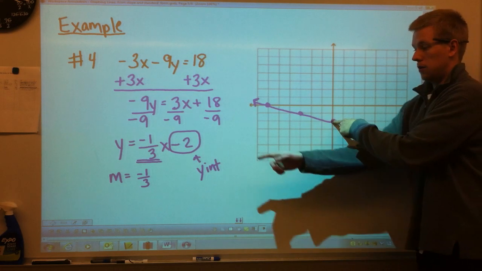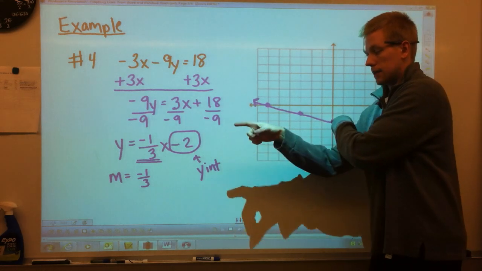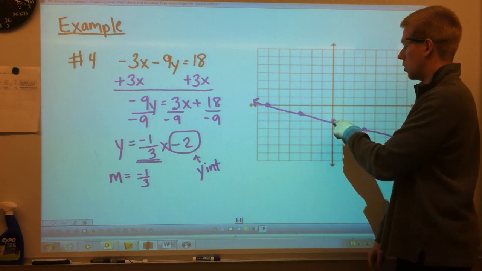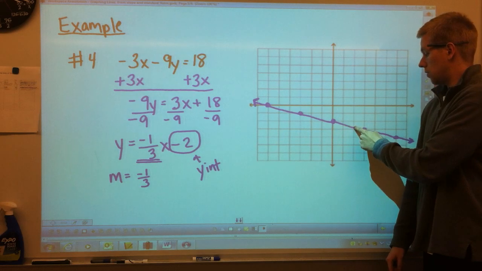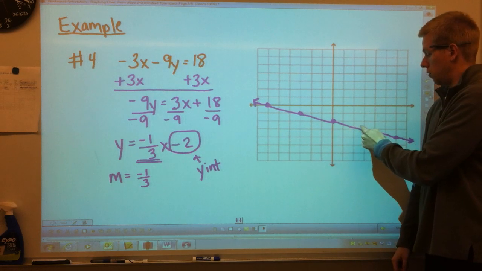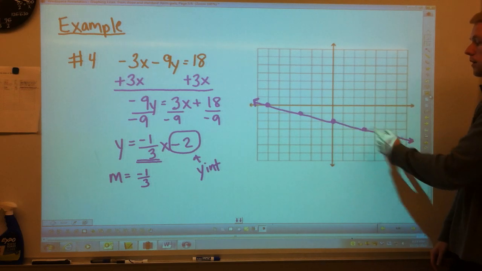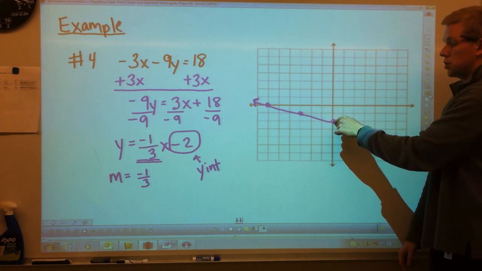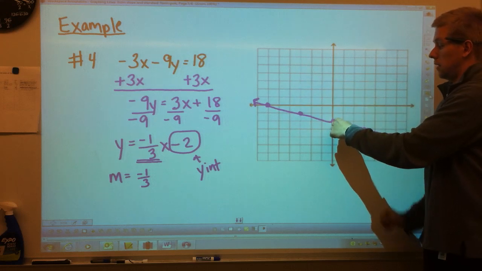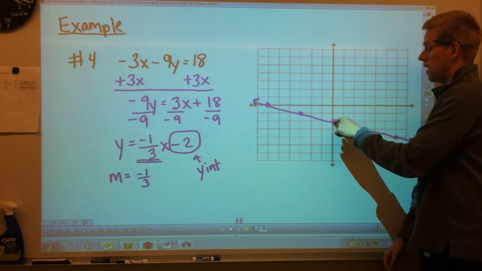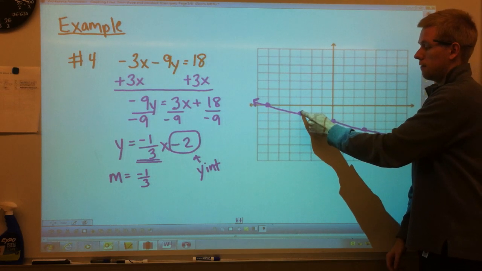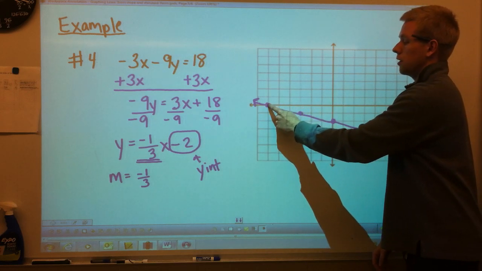From that dot, I'm going to use my slope. Now my slope again is negative over a positive, so I'm going to start by going down first and then to the right 3. So I go down 1 over 3. That's as far as I can go this way. If I want to go the opposite direction just to show that my line extends all the way out to the end of the graph, I'm just going to go up 1 and then to the left 3.